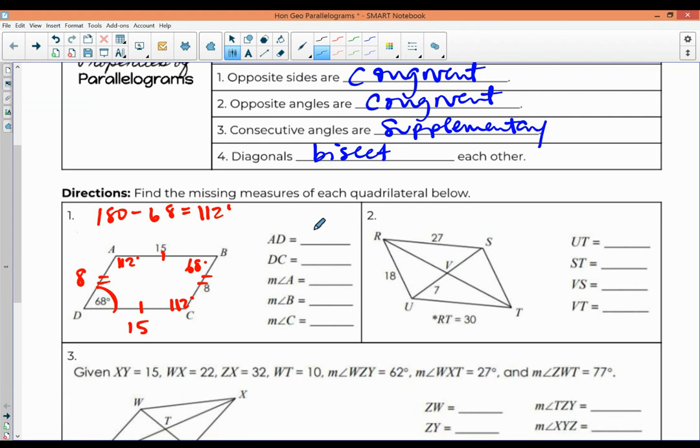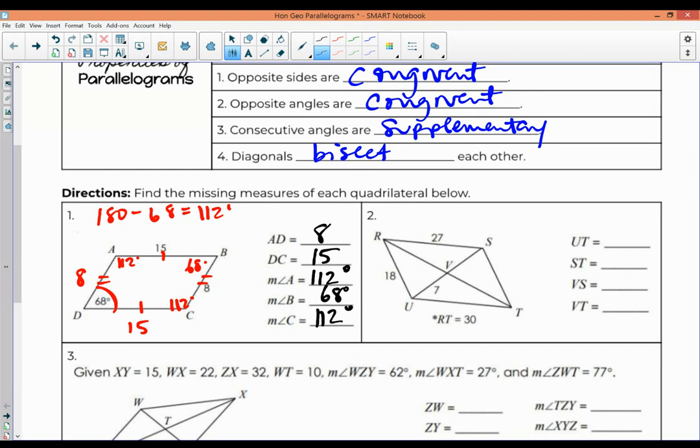So measure of segment AD is 8. Measure of segment DC is 15. Measure of angle A is 112 degrees. So is the measure of angle C. And the measure of angle B is 68 degrees.